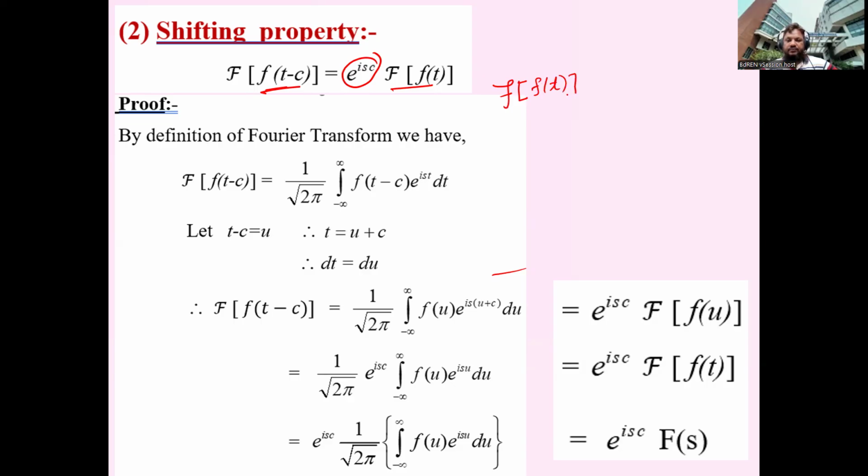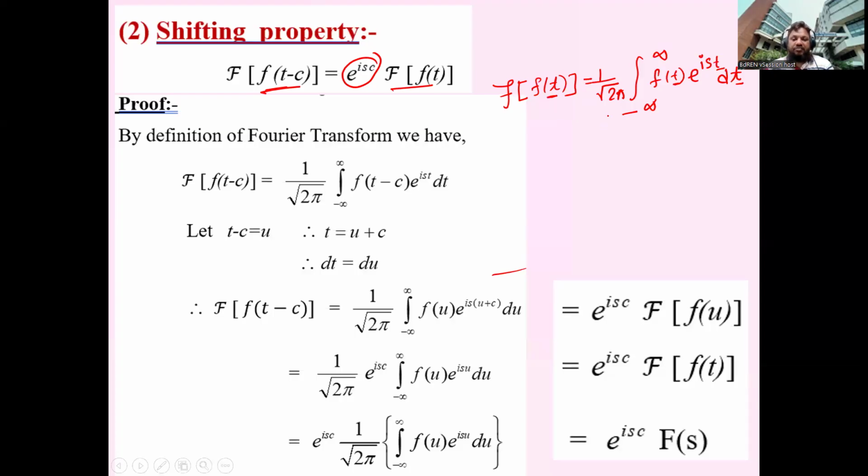f(t) can be written as 1 by root over 2 pi, then negative infinity to positive infinity, f(t) e to the power ist dt. Sometimes we write x here. If it is x, this will be f(x) e to the power isx, and this t will be replaced by x.